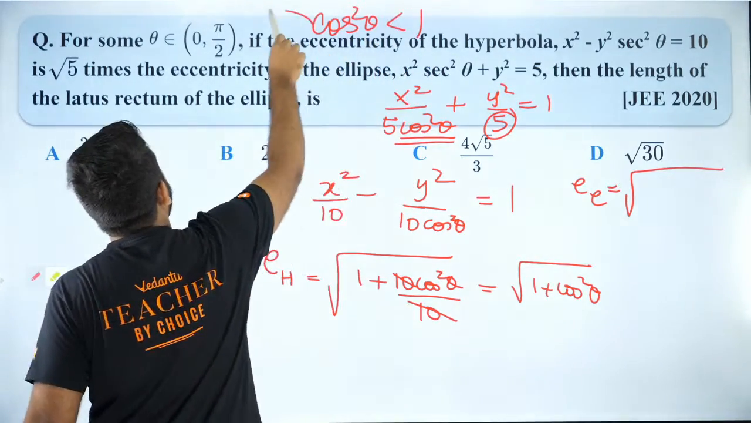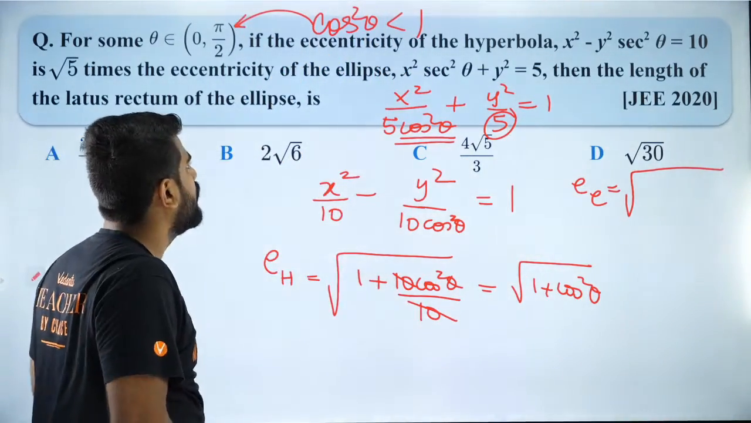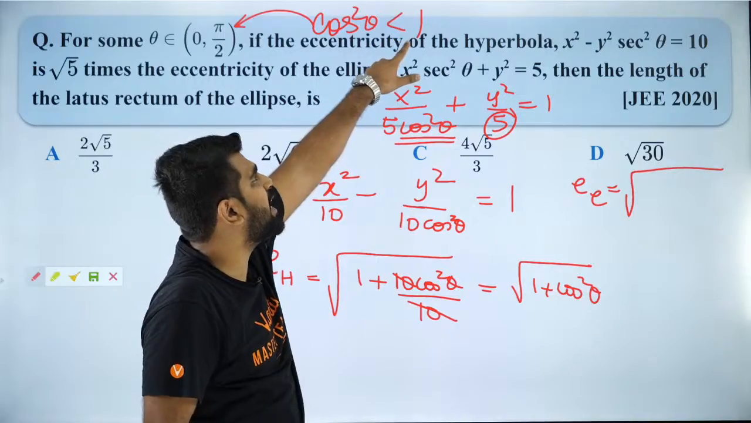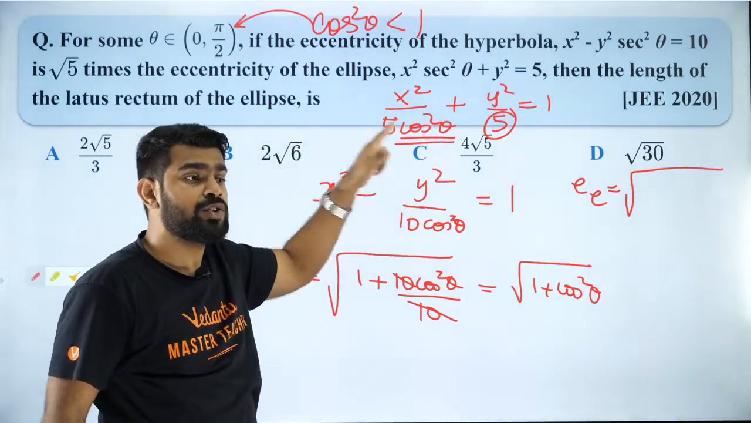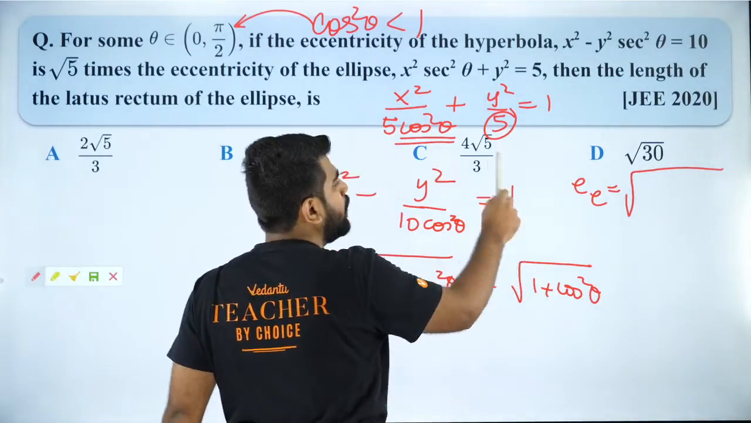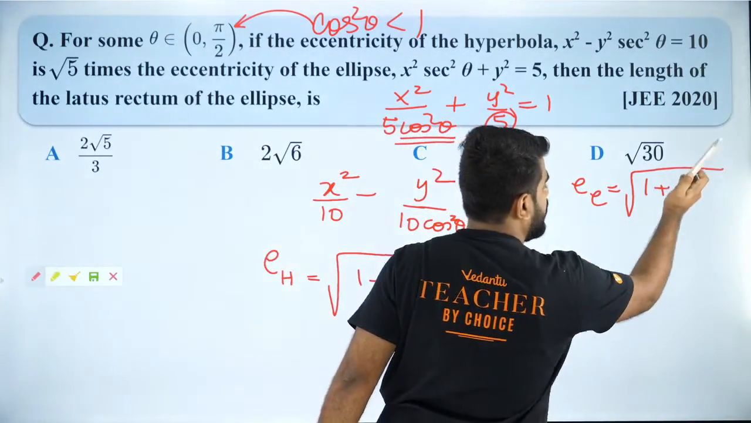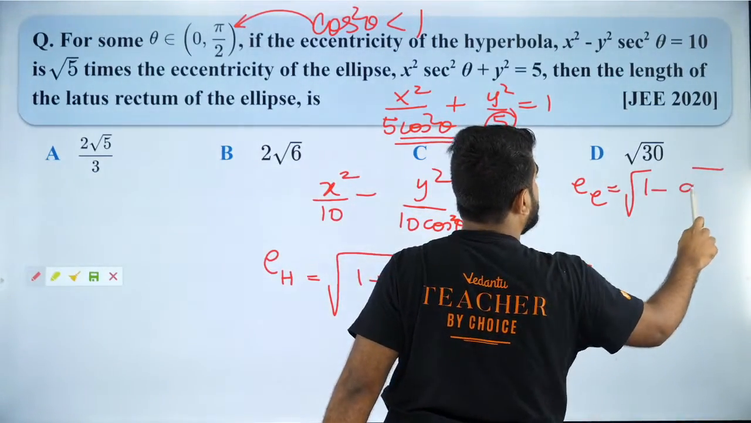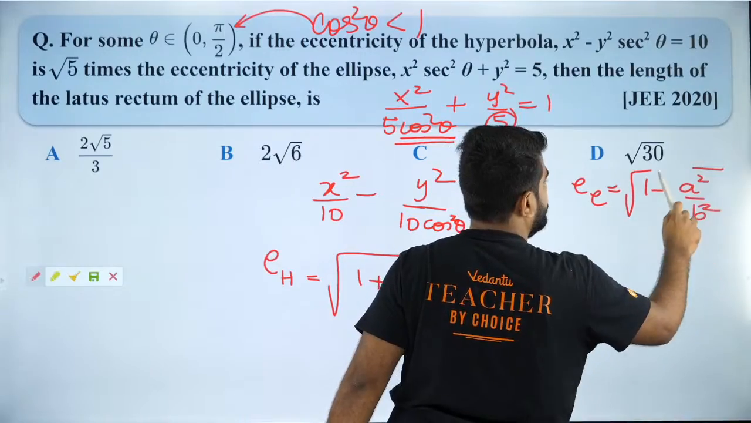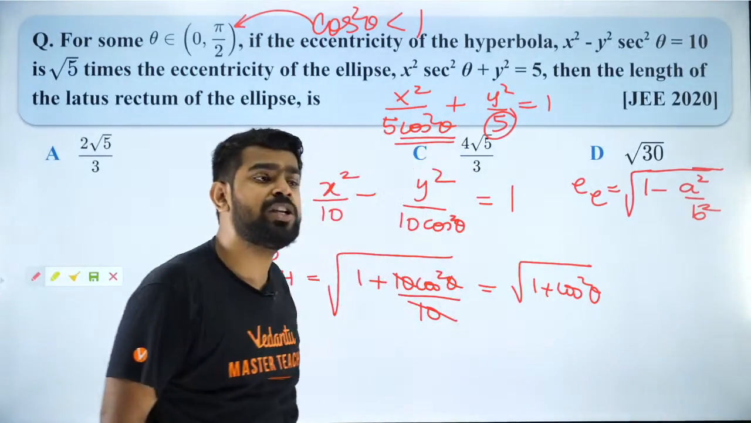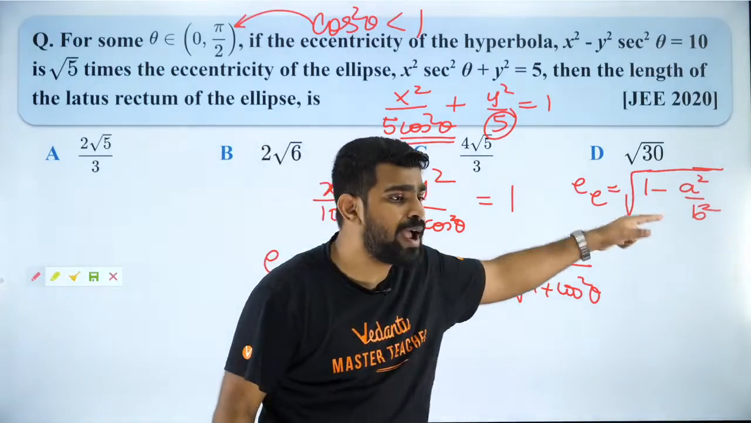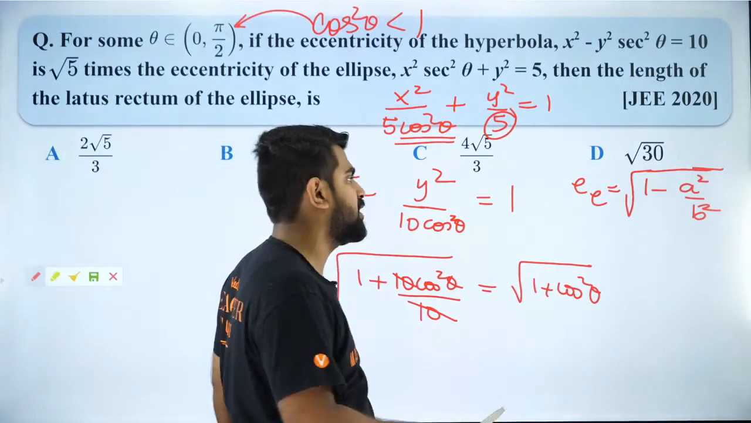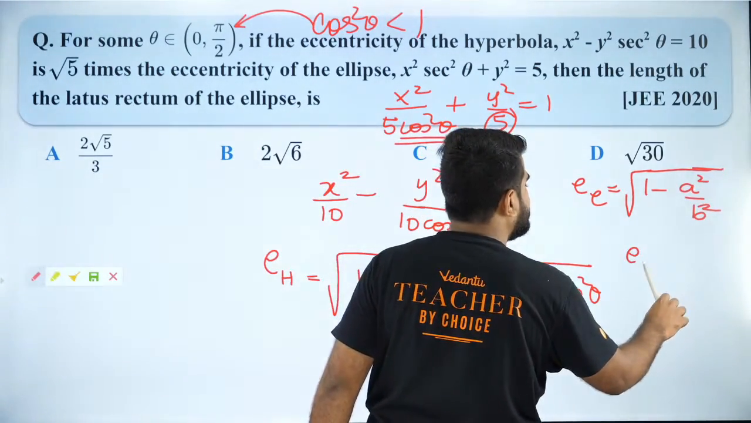Why less than 1? Because theta is from 0 to pi by 2. So cos square theta is always less than 1. So phi cos square theta will always be lesser than phi. Therefore, eccentricity will be root of 1 minus a square by b square. Usually what will we write? Usually we will write b square by a square. But now you have to write a square by b square. Exactly, Pramesh. Very good.